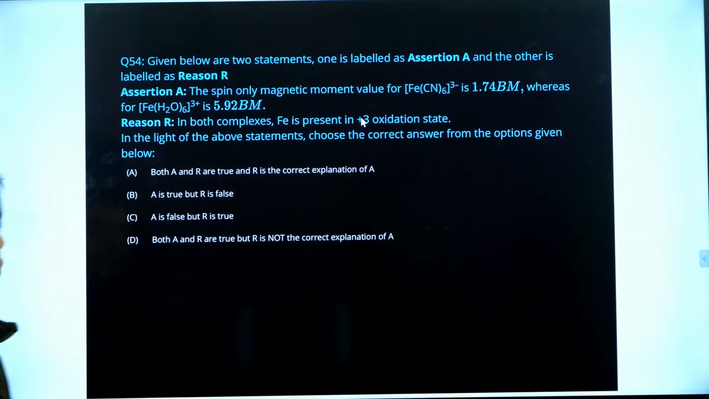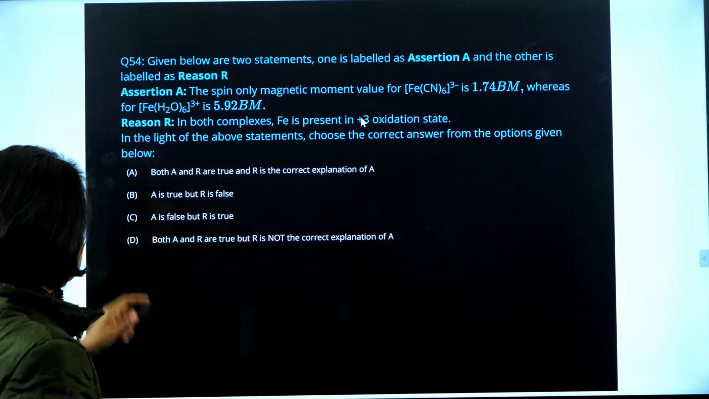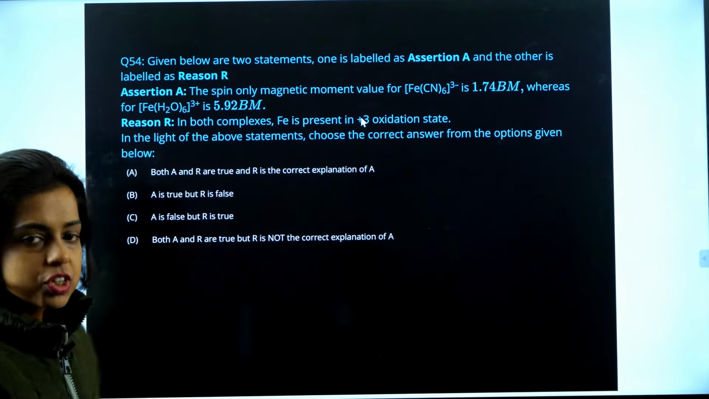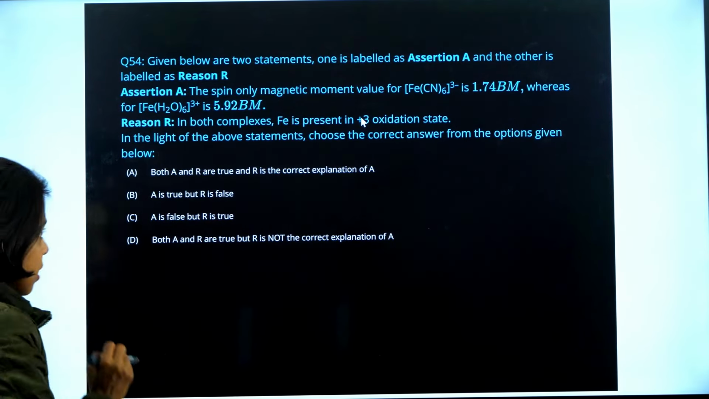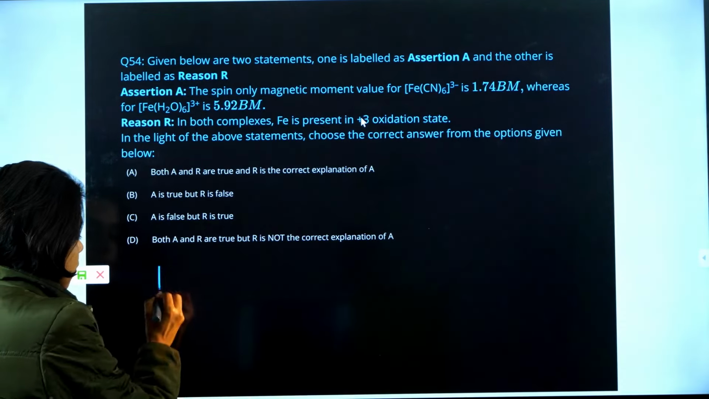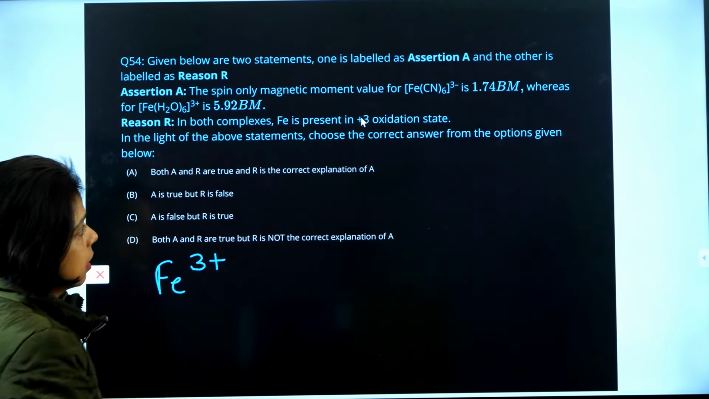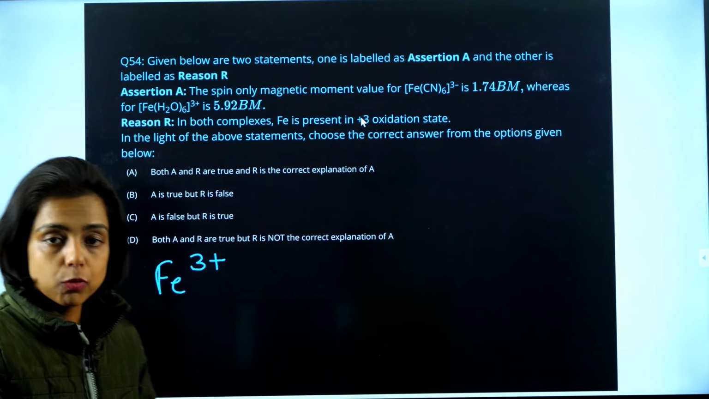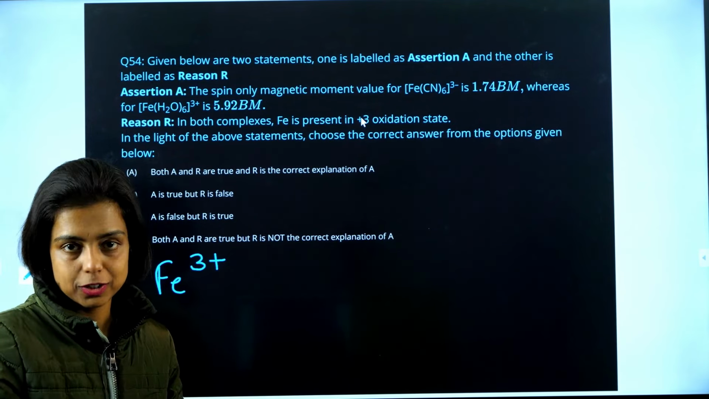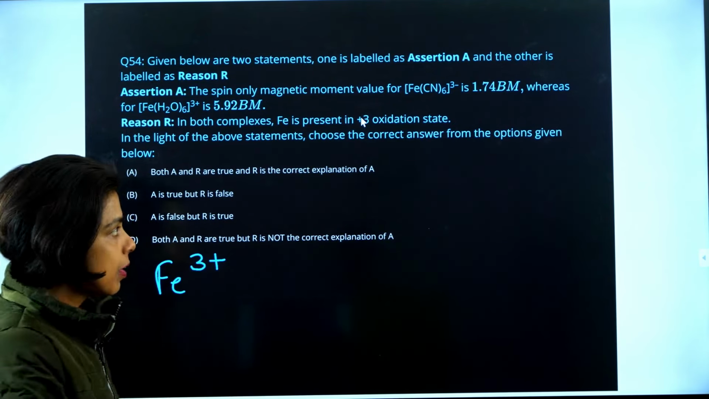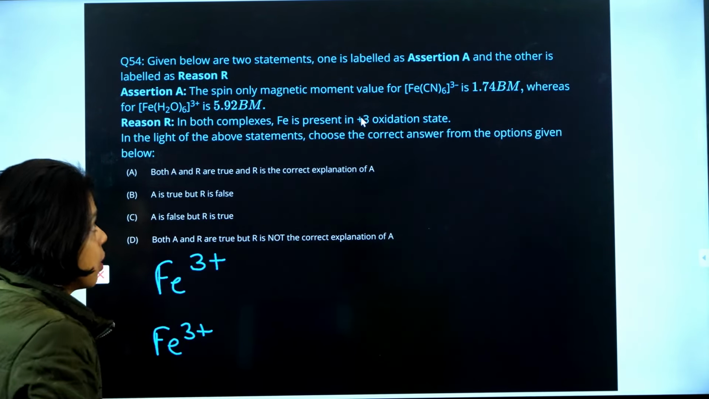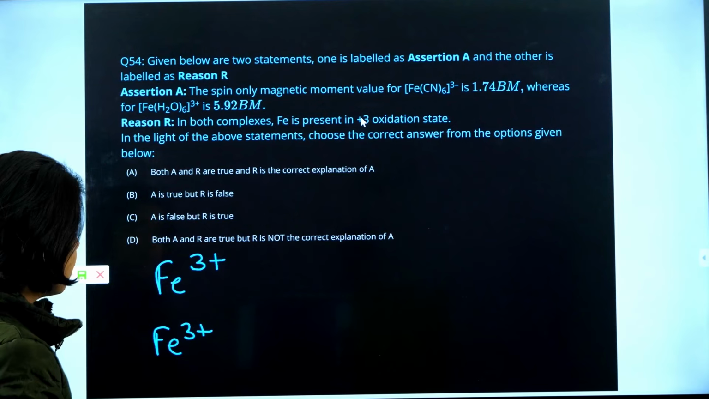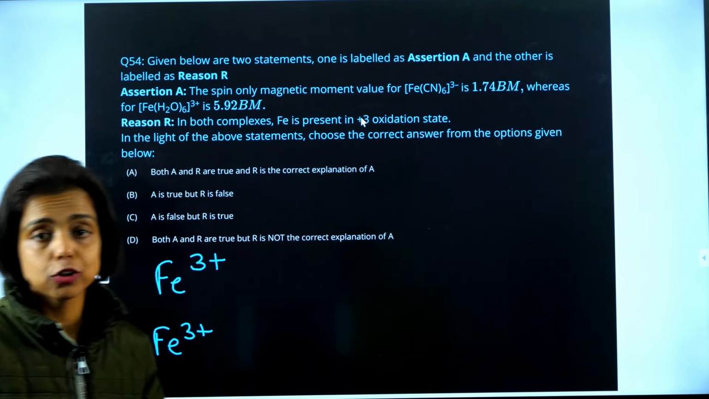Okay guys, the next question, the 54th question we have here. It is an assertion reason type. The assertion is: the spin only magnetic moment value of [Fe(CN)6] 3-. The oxidation state of iron in the first complex is +3, and the value is 1.74. That means it should have 1 unpaired electron. And in the other complex, again iron is in +3 oxidation state, with a magnetic moment of 5.92. That means 5 unpaired electrons should be there.